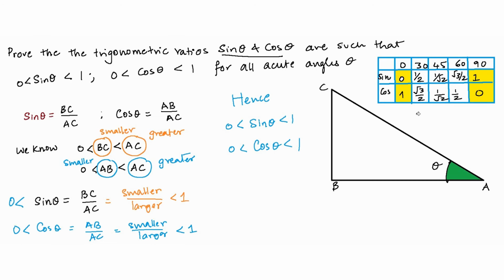So for example, root 3 is roughly 1.732, so the value of root 3 upon 2 is 0.866. If you calculate, 1.732 divided by 2 is 0.866. Similarly, half is 0.5 and 1 upon root 2 is 0.707 approximately. So you will notice that all these values are between 0 and 1.